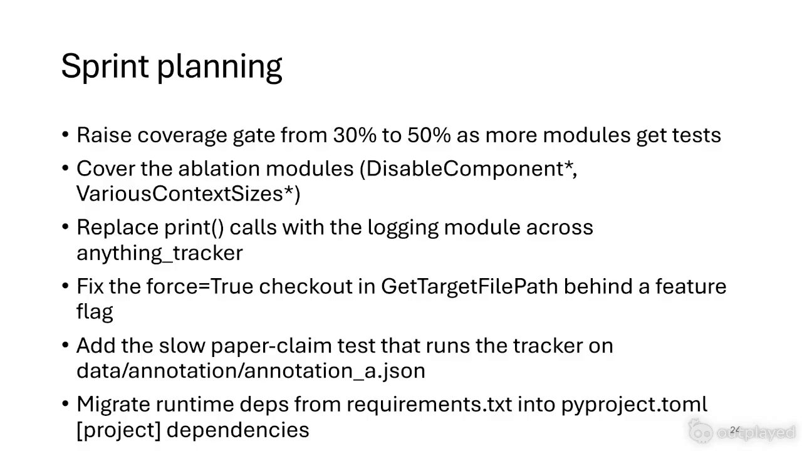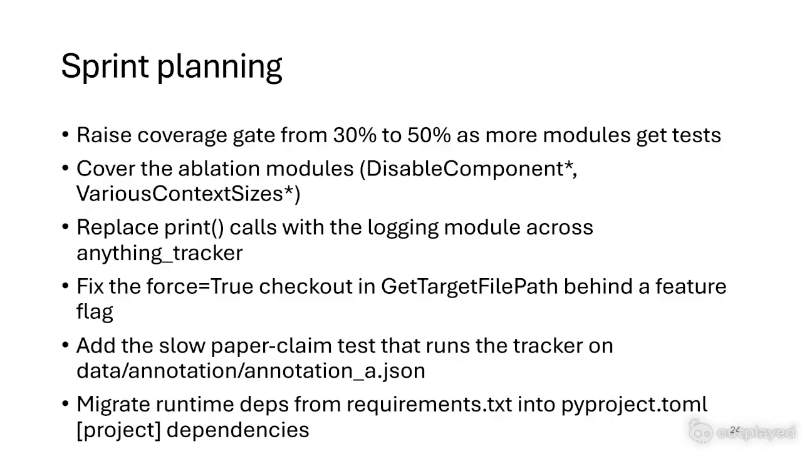Sprint planning, this is to continue working on this project if we were to continue. So things we'd like to do and improve is raise the coverage gate from about 30 to 50% as more modules get tests. Cover the ablation modules, disable component, and various context sizes.